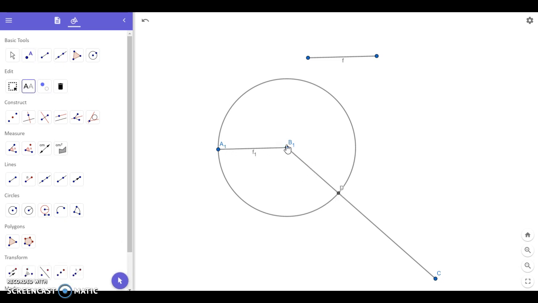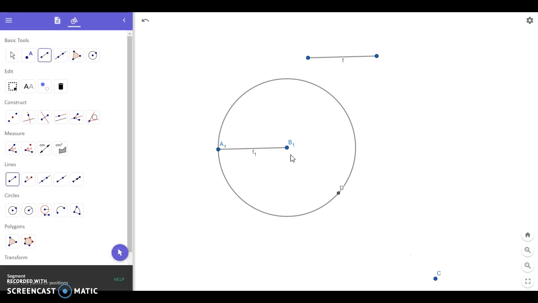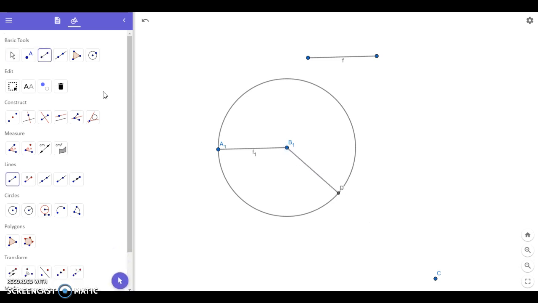B1D is going to be equal to B1A1 because they're both going to be radii of the same circle. So this is just going to be a tool that we use in the future for proving that side angle side congruence is actually congruent.